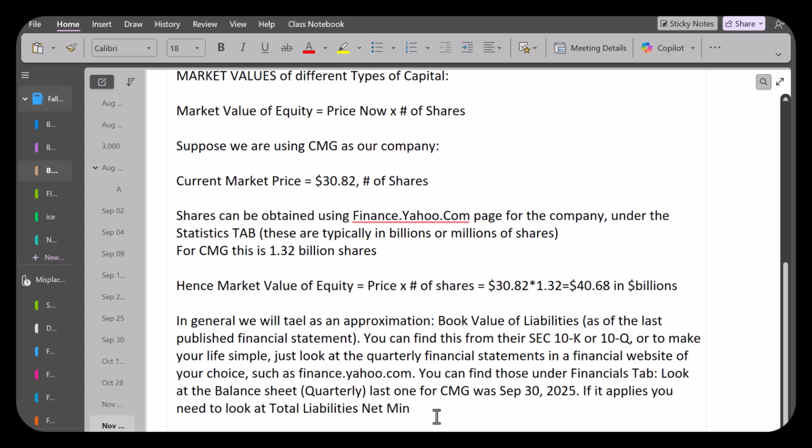Net minority interest. This applies if a firm is a subsidiary that they do not own 100%, because by law you have to consolidate, but consolidation assumes that you own 100% of that subsidiary. But if you do own less than that, you have to correct for that. That's why we want this.